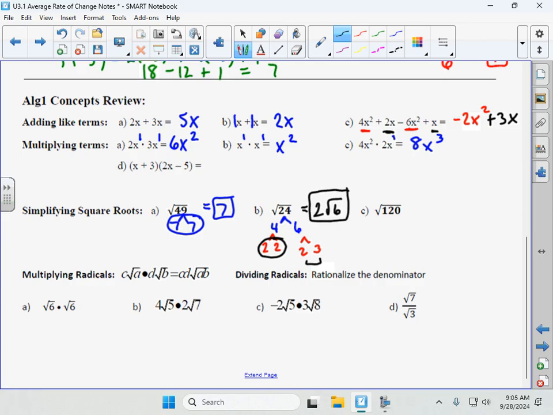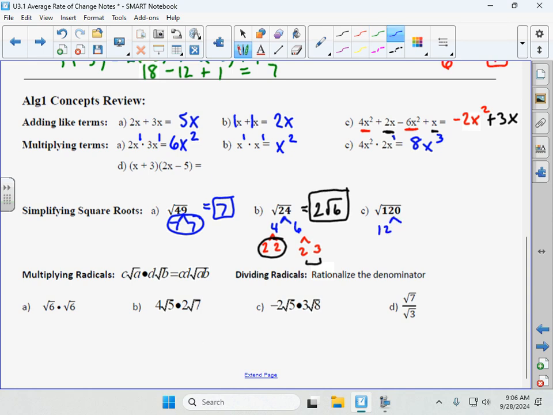All right, so let's try 120. Again, you just got to find 2 numbers that multiply to 120. There's a lot of numbers. You just got to find 2 of them. You can do 12 times 10, 3 times 40. So there's a lot. 6 times 20.